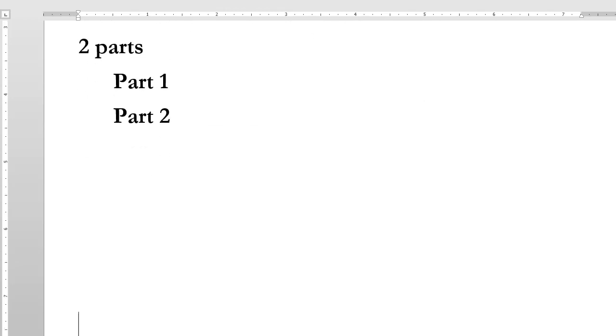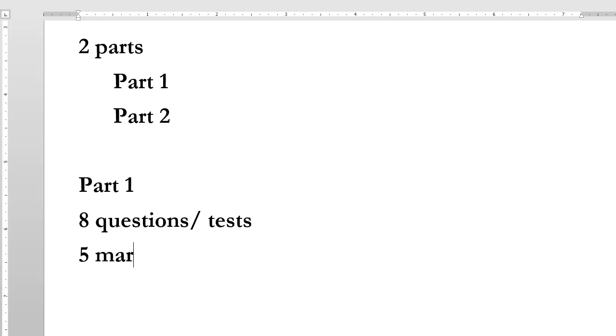If you take the two parts, part 1 has 8 questions, or you can say tests. There are 8 questions or 8 activities in this case, and each question has a mark of 5. So if you can get 5 marks in each question in part 1, that means in total you will be getting 40 marks.